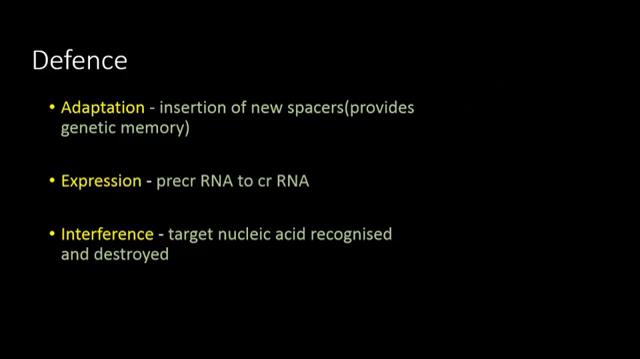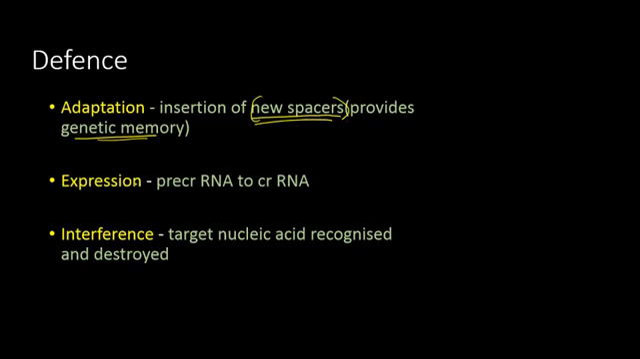Now coming to the defense, how the bacteria is able to defend itself from the virus. There are basically 3 steps: first is the adaptation, second is expression, and third is interference. Adaptation is referring to the insertion of new spacers. That is, when a virus infects a bacteria, it will provide genetic material to the bacteria. That is what you call a spacer. So the bacteria gets a new spacer. That is called adaptation, and it will provide genetic memory. That is, it acts like an adaptive immunity. We'll come to that soon.